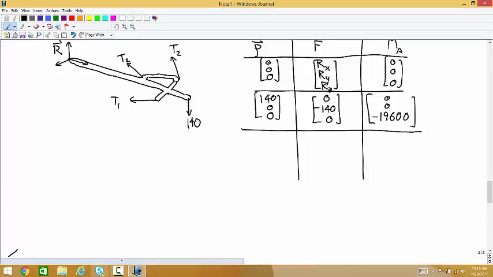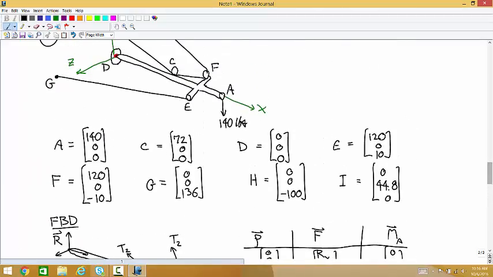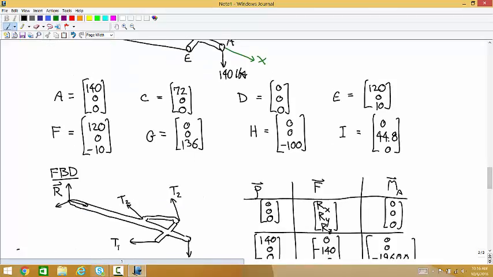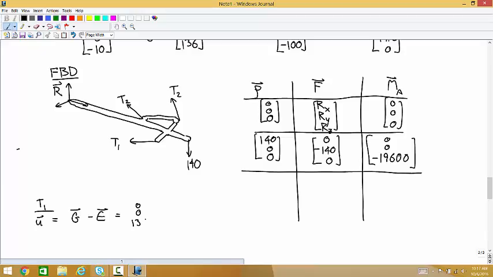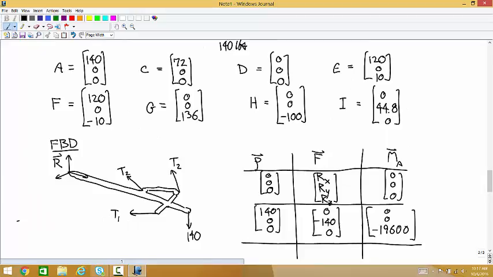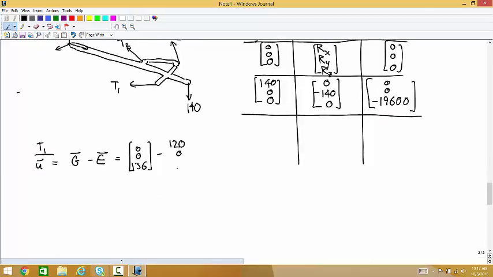Okay, so now we have to do the cables. First I'll do that cable that has the force T1. A vector in the right direction we can get from taking G minus E. So that's the vector shown here. That's 0, 0, 136, minus 120, 0, 10. So negative 120, 0, positive 126.